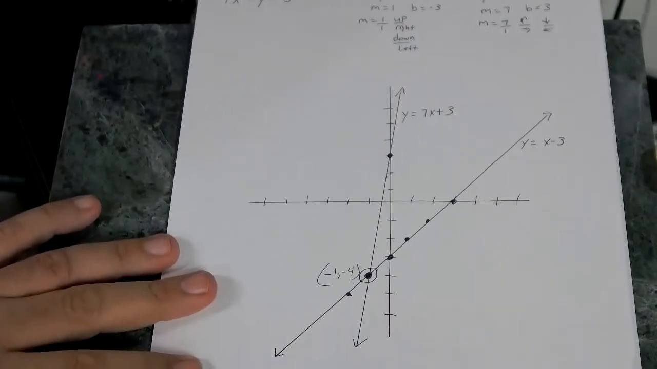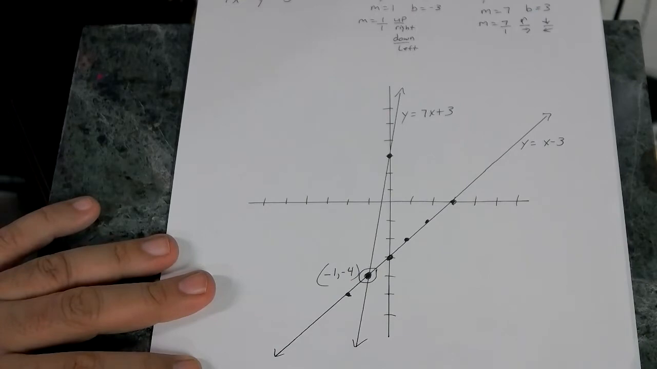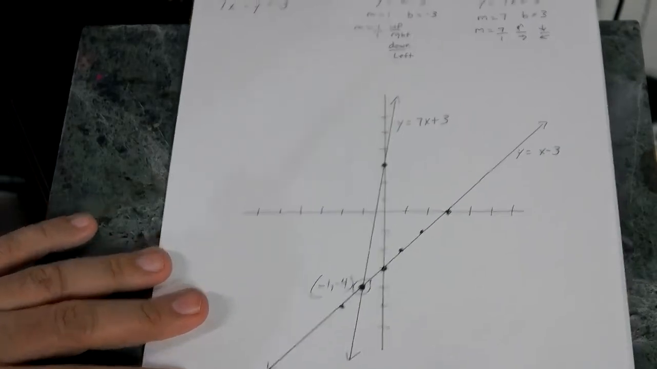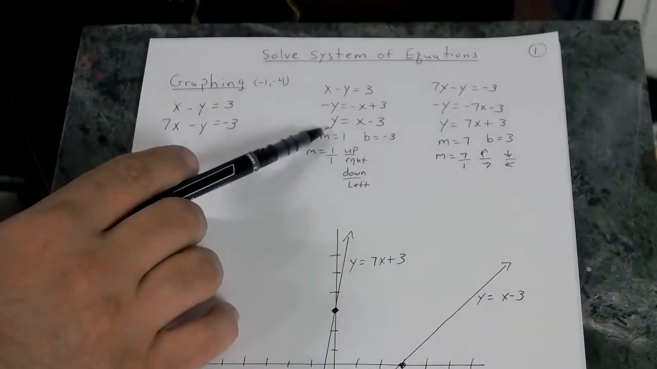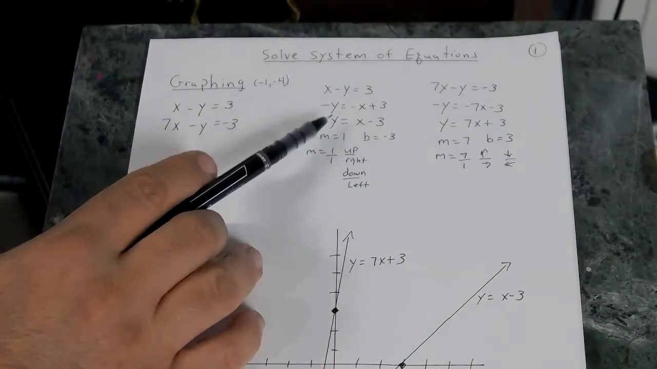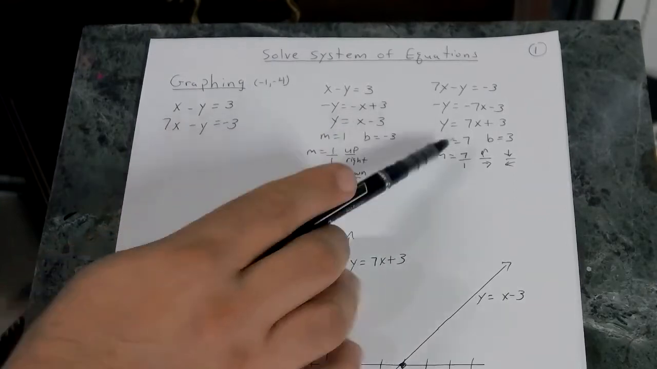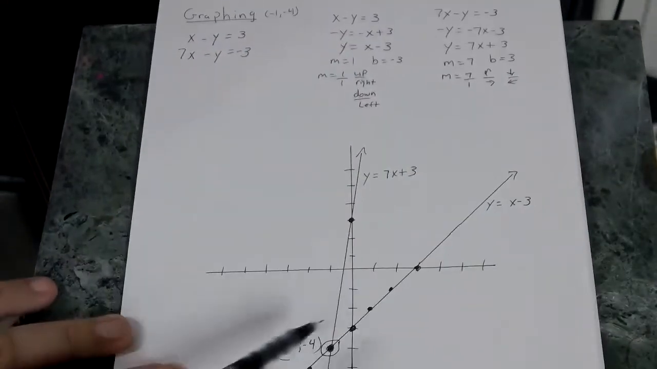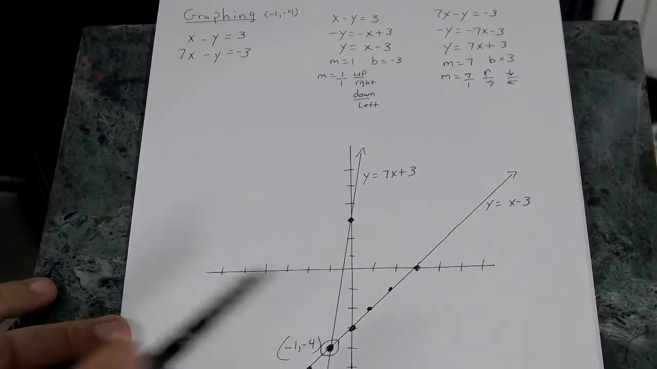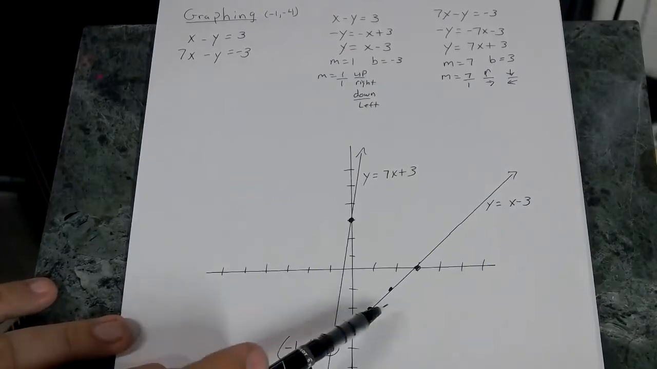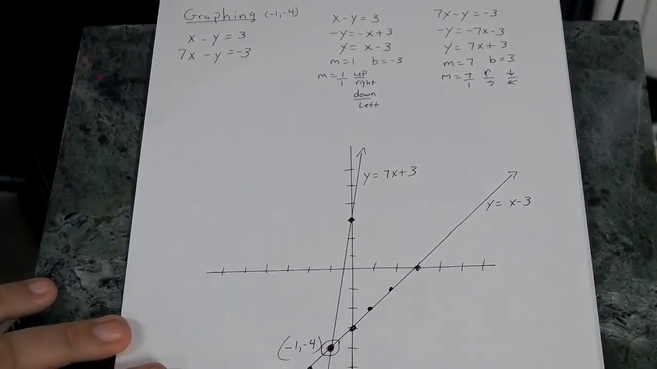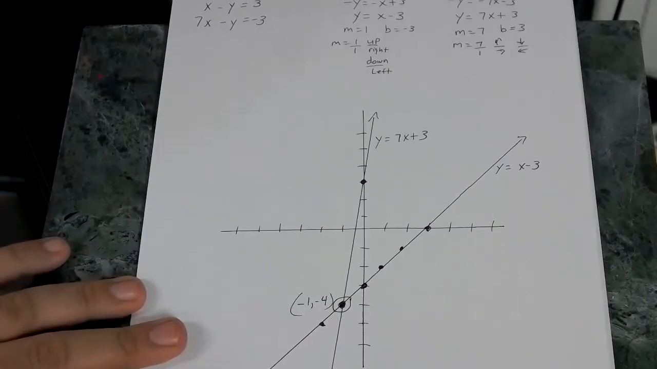So for graphing, all we have to do is first solve for y, and you should have it in the format of mx plus b. That's your slope and y-intercept for both. You can start with your y-intercept and go with your slope. If it's positive, it's up to the right or down to the left. All right, and so that's graphing.